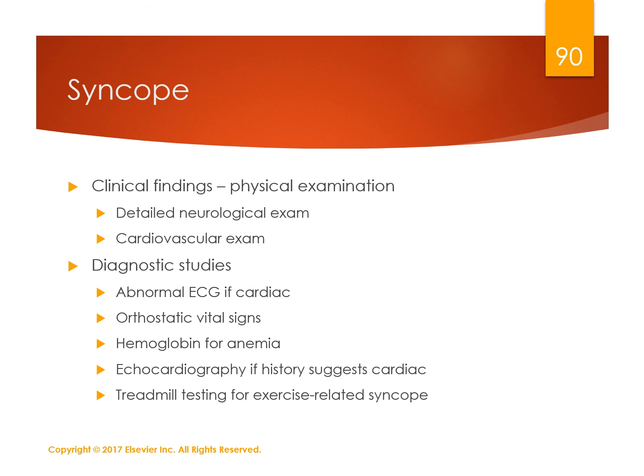Clinical findings on physical examination, we're going to do a detailed neurological exam and a cardiovascular exam, because when we have a patient with syncope, we want to rule out all of the neurological and cardiac causes. Diagnostic studies, we may see an abnormal ECG if it's a cardiac cause. We're going to do orthostatic vital signs because we're worried maybe they're having an orthostatic drop in their blood pressure. We're going to check hemoglobin if we suspect anemia. Echo, again, if the history suspects that it's cardiac. And we may do treadmill testing for exercise-related syncope.